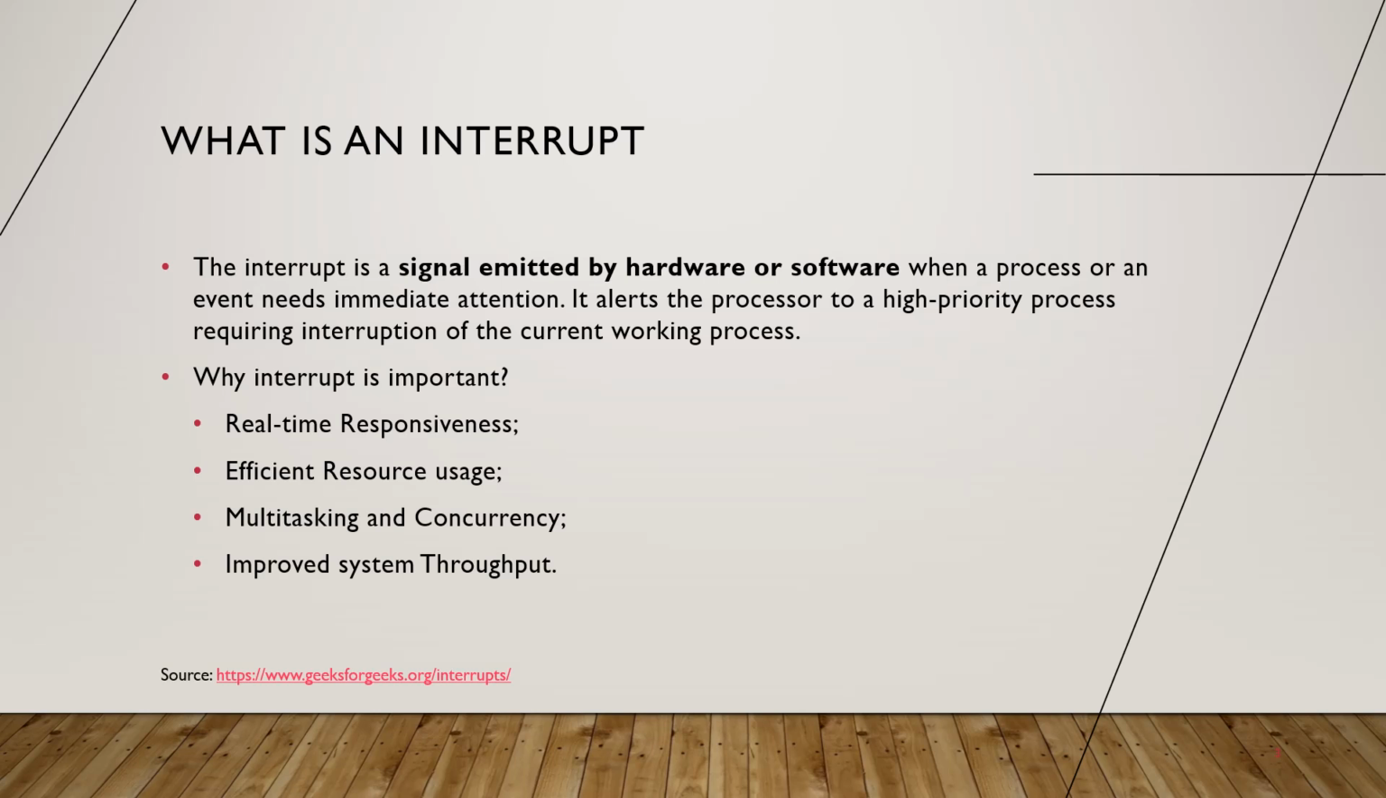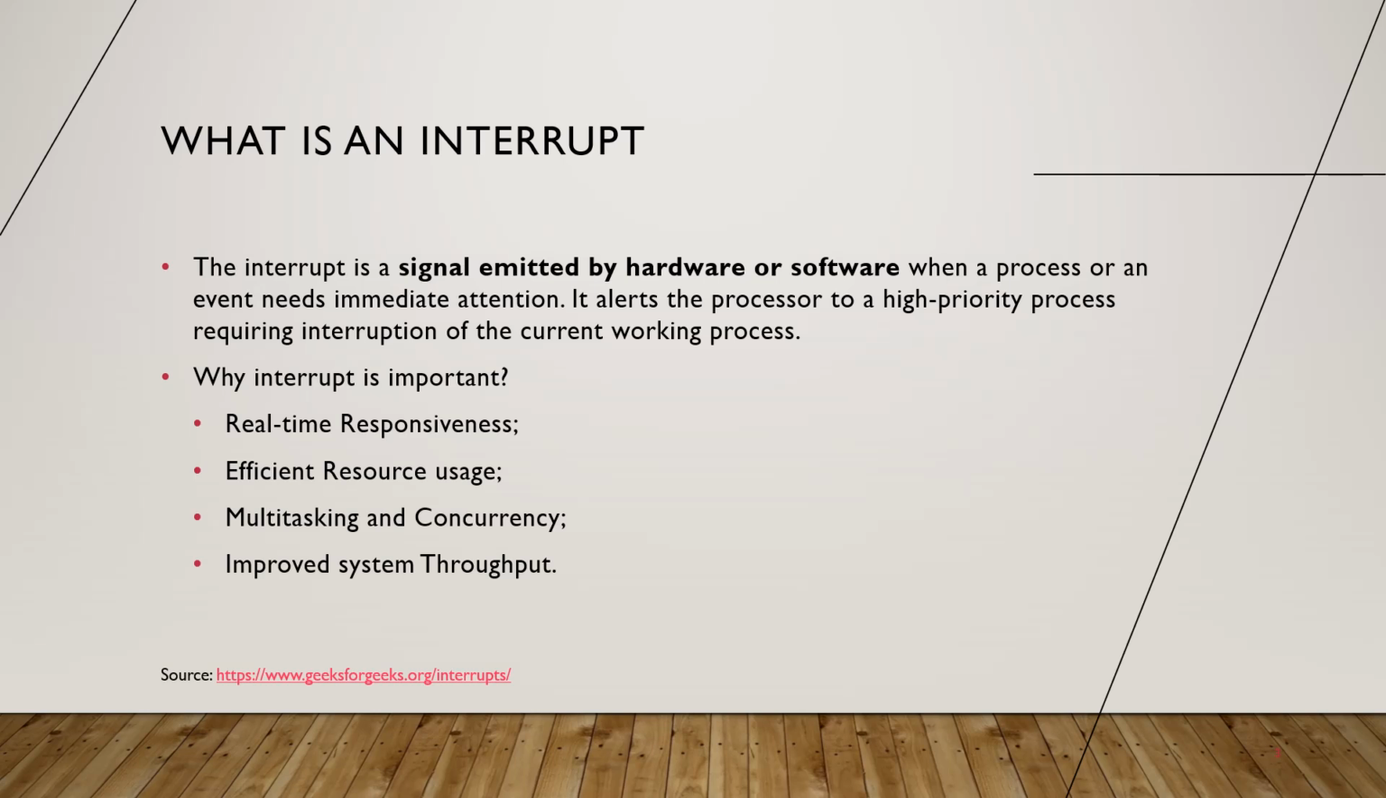Why is an interrupt important? Firstly, real-time responsiveness. Interrupts permit a system to reply promptly to outside events or signals, permitting real-time processing. Second, efficient resource usage. Interrupt-driven structures are more efficient than systems that depend on busy waiting or polling strategies. Instead of continuously checking for the occurrence of an event, interrupts permit the processor to remain idle until an event occurs, conserving processing energy and lowering energy consumption.